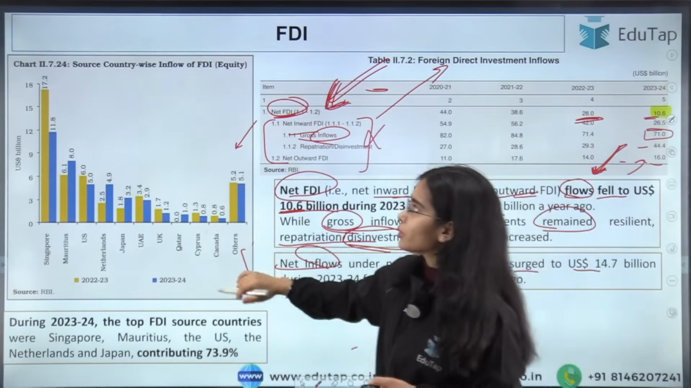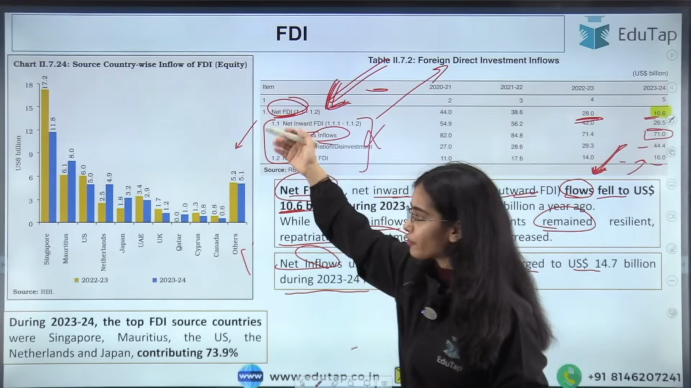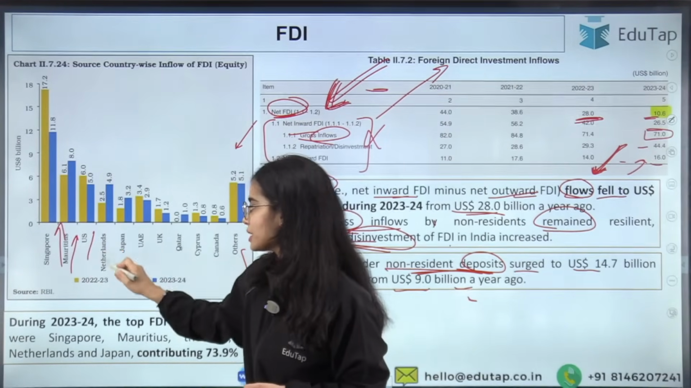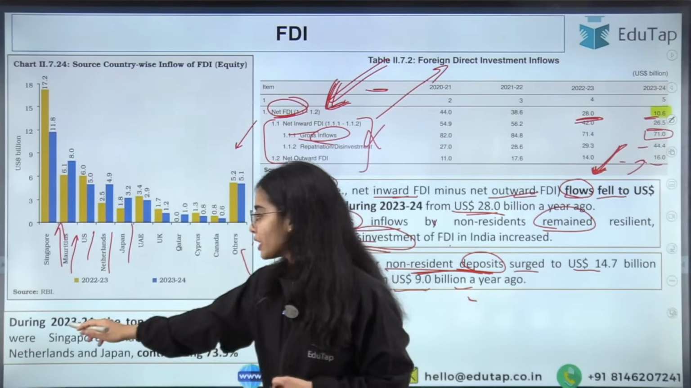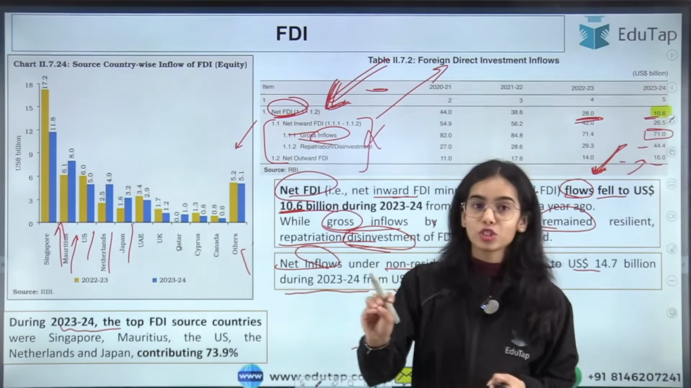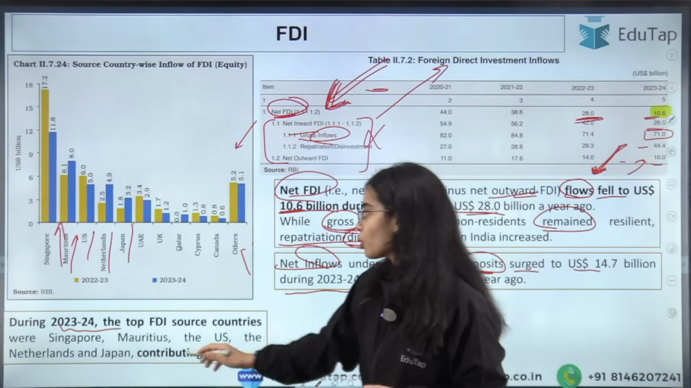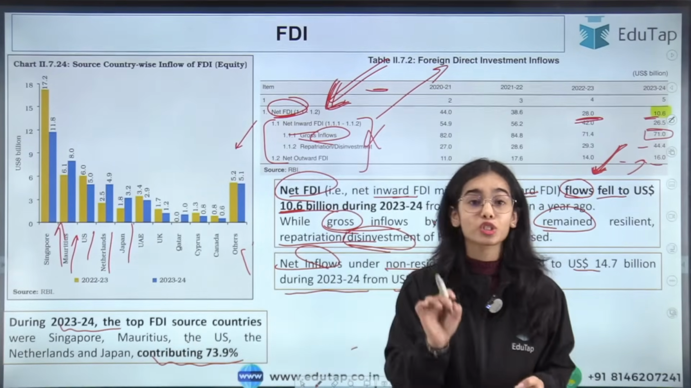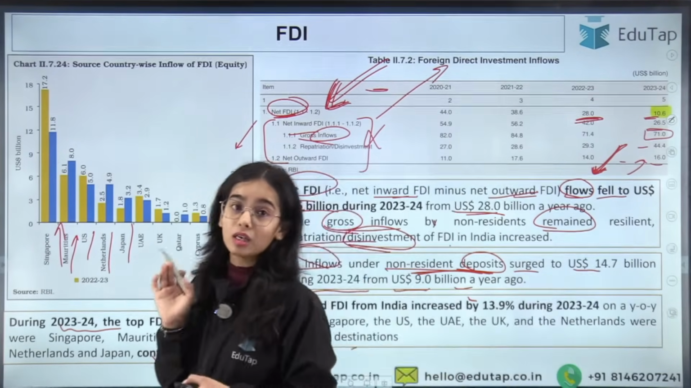Now coming to the source country wise inflow of FDI. The highest FDI was coming from Singapore, Mauritius, US, Netherlands and Japan. During 2023-24, these were the top FDI source countries, and their contribution was 73.9% in our country.